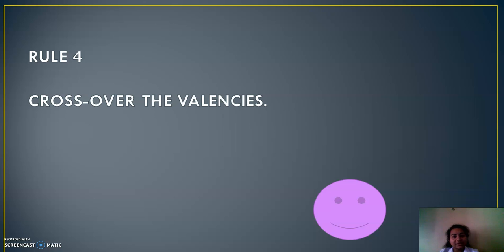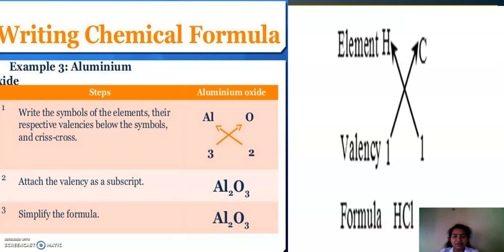Then the last step is to cross over the valencies. That is, we have to shift the valencies. For example, we can see some examples for this.